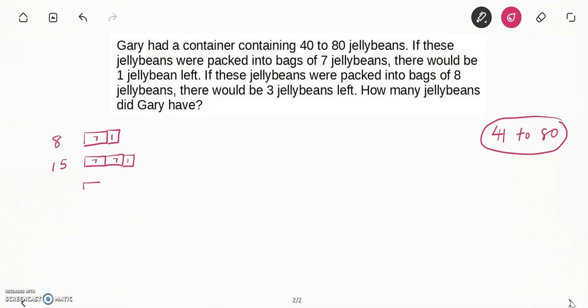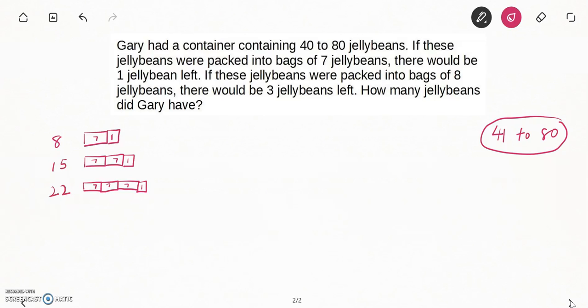Or I can have 3 groups of 7, which is actually 3 bags of 7 jelly beans, which is 21. Then I have 1 remainder, so 21 plus 1, which is 22. Okay, these are the possible answers. But you want it to be between 41 to 80, so the number cannot be so small.